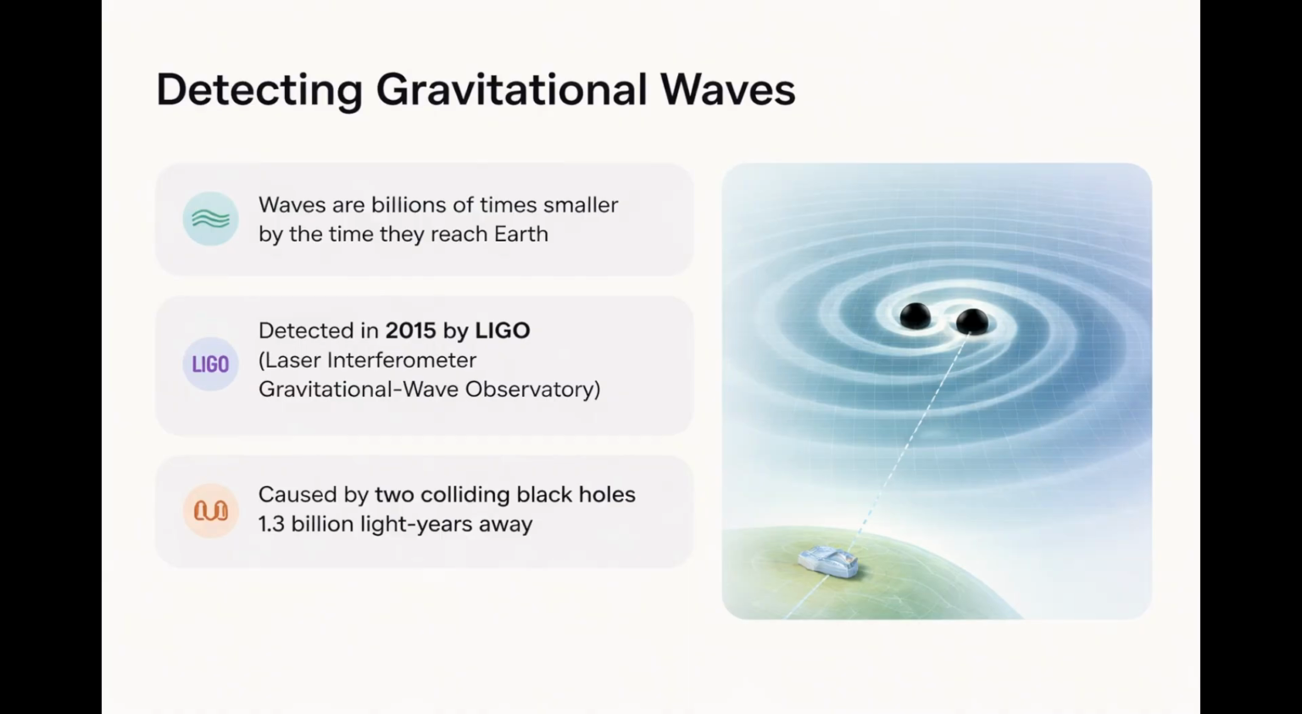These waves are generated by violent events, but by the time they travel across the cosmos to reach Earth, they are billions of times smaller than an atom. Incredibly, in 2015, the LIGO facility in the USA physically sensed these microscopic distortions. The waves they detected were generated by two massive black holes colliding nearly 1.3 billion light-years away.